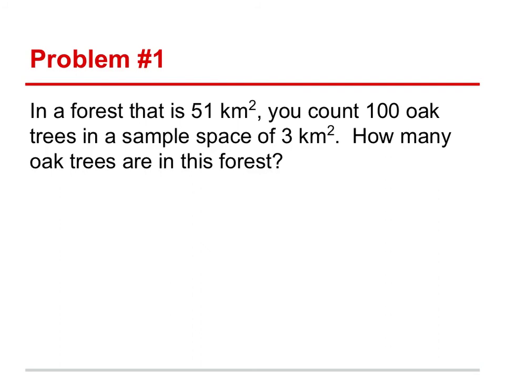And finally, let's take a look at a couple of problems. First problem: in a forest whose area is 51 square kilometers, you go about and count oak trees in a random sample, and you count 100 oak trees in a sample space of 3 square kilometers. Maybe you walk around a forest and spot an oak tree here and an oak tree there, and you have sampled in areas of 3 square kilometers. So we have some information here.